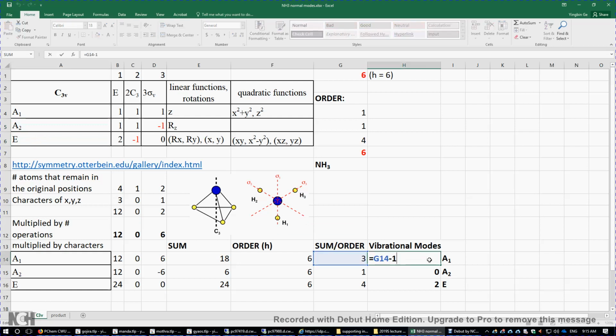So that's why we have this 3 minus 1. That's the translation in the Z direction. And over here, this is just 1 minus the number of irreducible representation. That's just the rotation about Z. And then this number is 4 minus 2. It's just because you have XY translation corresponding to E symmetry and also rotation about X and Y corresponding to E symmetry. So there are two doubly degenerate E irreducible representations for translation and rotation. So again, after you subtract the three translations and three rotations, you have the vibrational modes. You have 2A1, 0A2, and 2 doubly degenerate E.